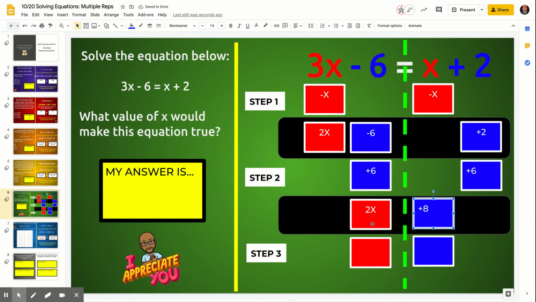Now the last step I have to get x by itself is to divide by 2 on both sides. Because once again, what I do to one side, I have to do to the other. 8 divided by 2 is 4. So x equals 4. All right?